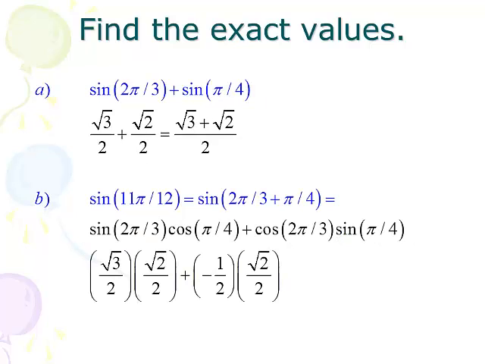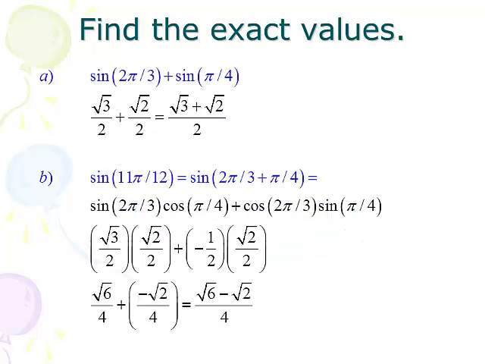And then you have to actually do the sine and the cosine of these angles. So the sine of 2 pi over 3 is square root of 3 over 2, and the cosine of pi over 4 is square root of 2 over 2, and the cosine of 2 pi over 3 is negative a half, and the sine of pi over 4 is square root of 2 over 2. You'll be better off using square root of 2 over 2 than 1 over square root of 2 with sine and cosine of 45 degrees. So all we do is pop them in, and then we do math.